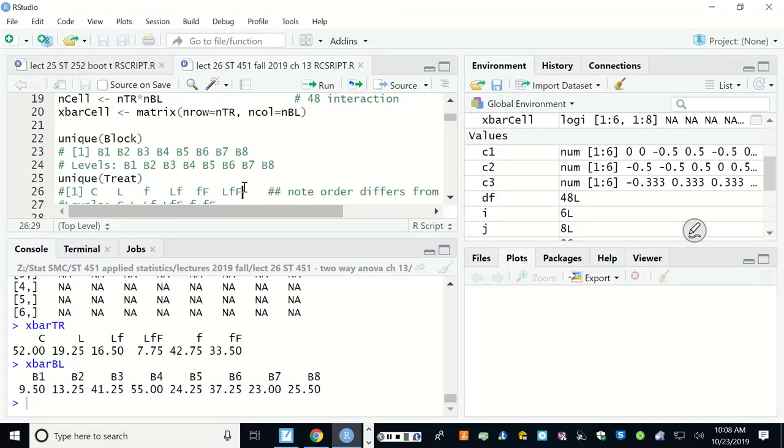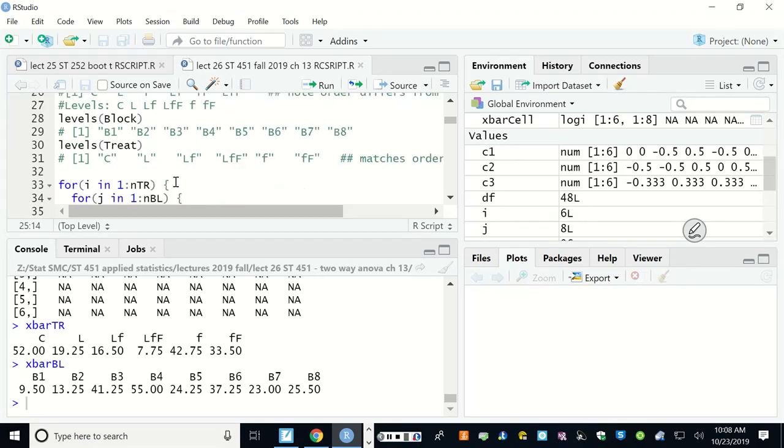That's only a programming thing if you wanted to pull out means and do detailed things, which will be important when we do contrasts. We want to do contrasts between means. We want to make sure we know which one we're talking about, that the right X bar value is entered there, and that we have the right sample size as well. So levels, though, does match that order.